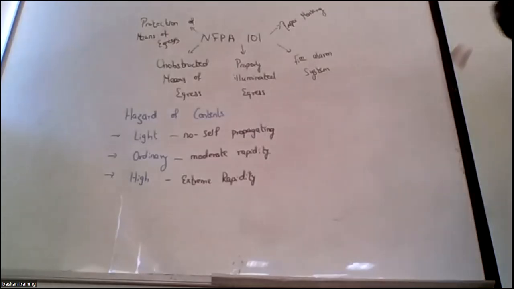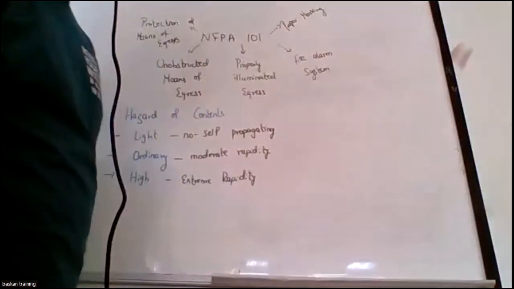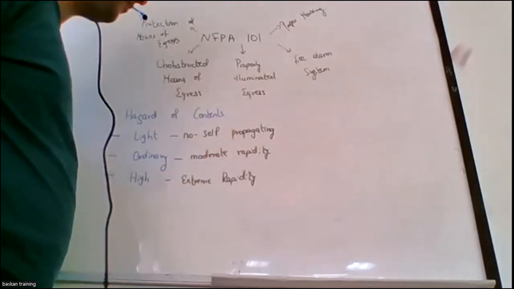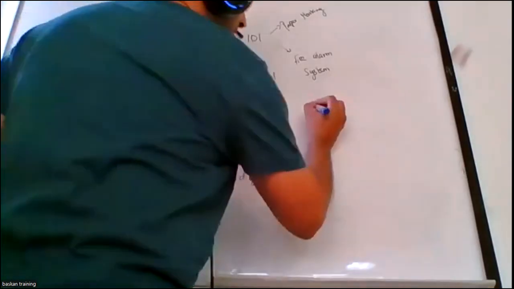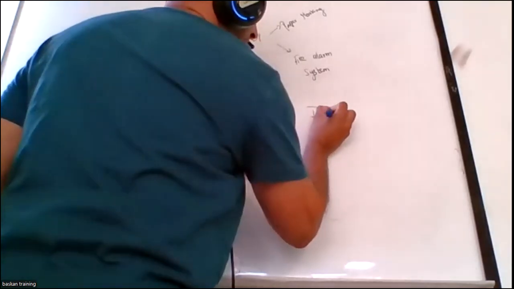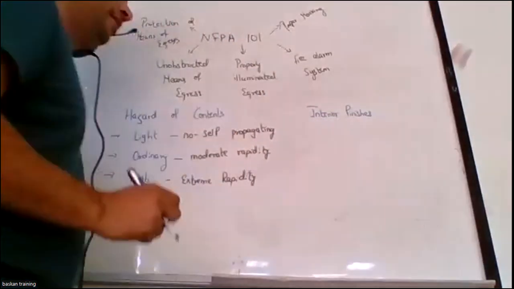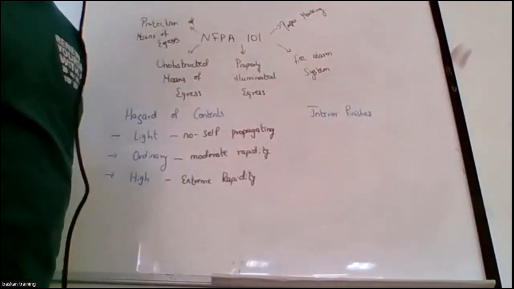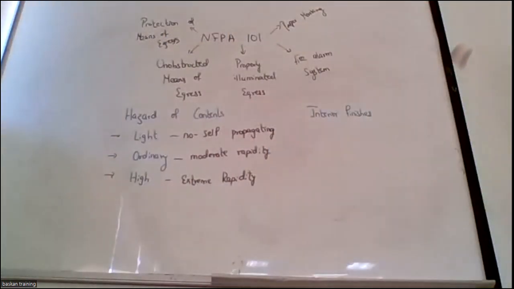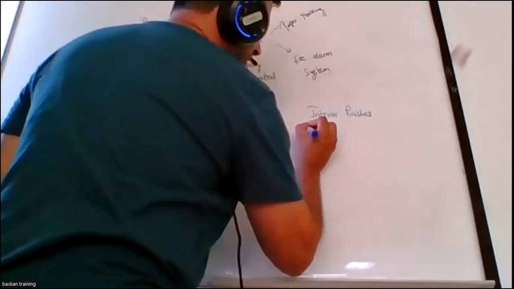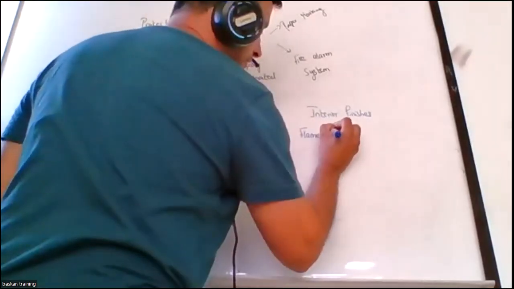Let's move on towards interior finishes. Interior finishes as per the NFPA 101 guidelines. The flame spread index of any interior finishes should be categorized from 0 to 200. And we will discuss why it's 0 to 200.